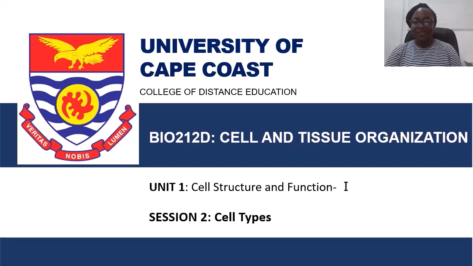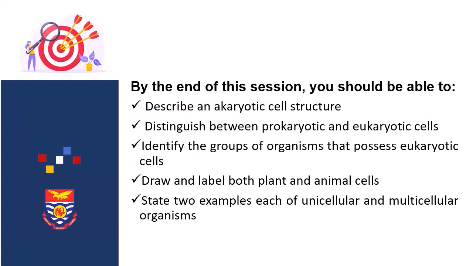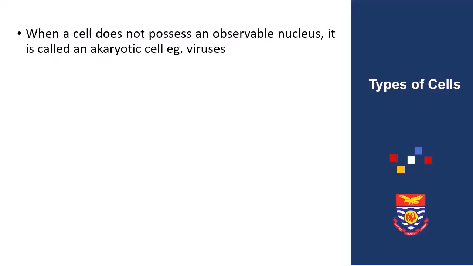So you're welcome to Unit 1, Session 2. In this particular Session 2, we will be looking at cell types. At the end, it is expected that you should be able to describe a eukaryotic cell structure, distinguish between prokaryotic and eukaryotic cells, and identify the groups of organisms that possess eukaryotic cells. Draw and label both plant and animal cells, and finally state two examples each of unicellular and multicellular organisms.